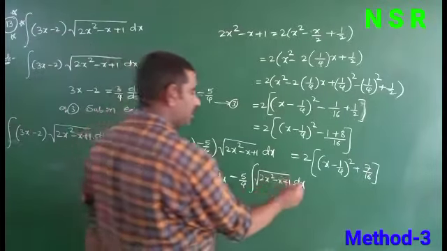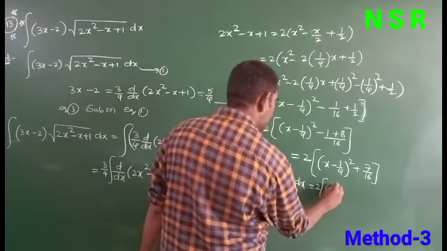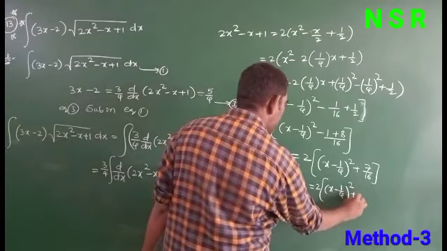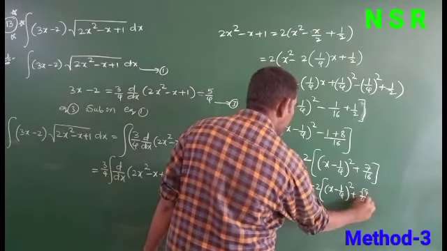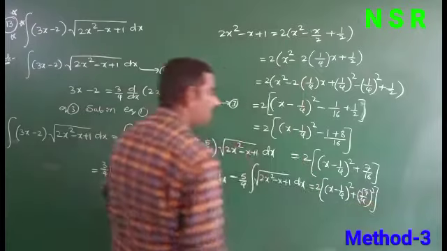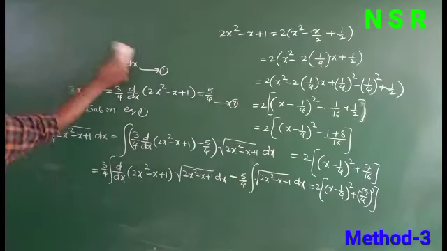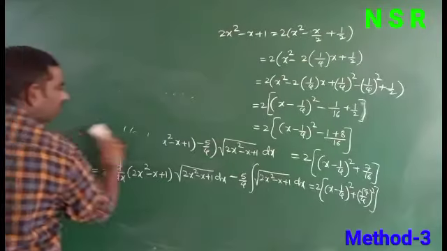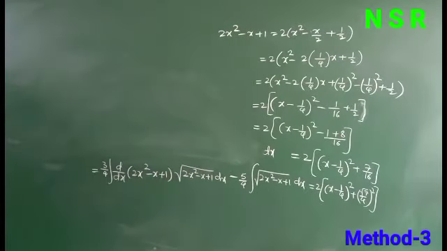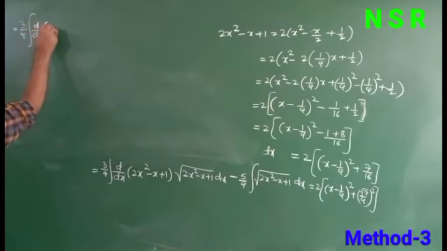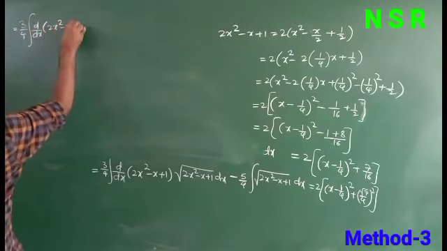So this 7 by 16 we can write as (x minus 1 by 4) whole square plus (root 7 by 4) whole square. So it is in the form of x square plus a square. So this value we substitute here, and we get, now, equal to 3 by 4 into integration of d by dx of 2x square minus x plus 1.